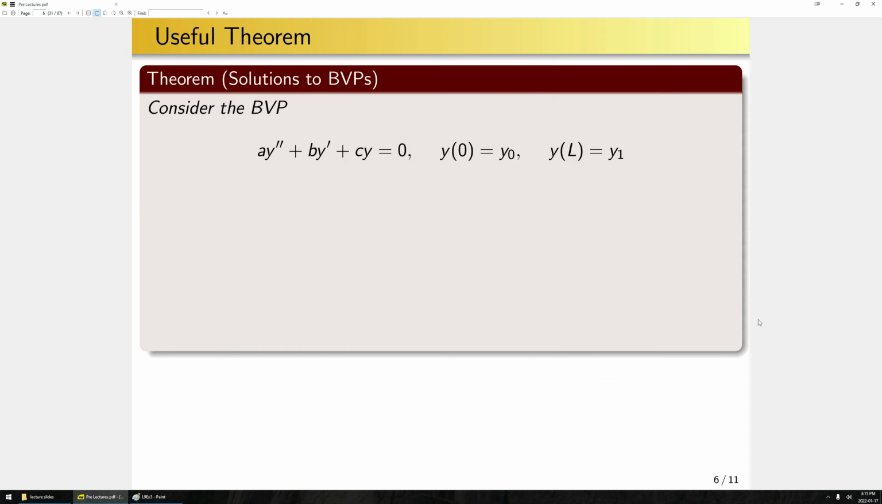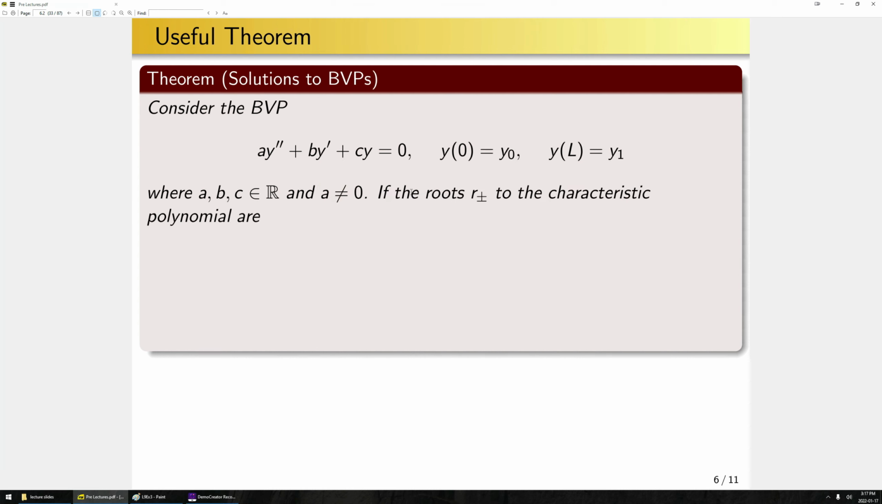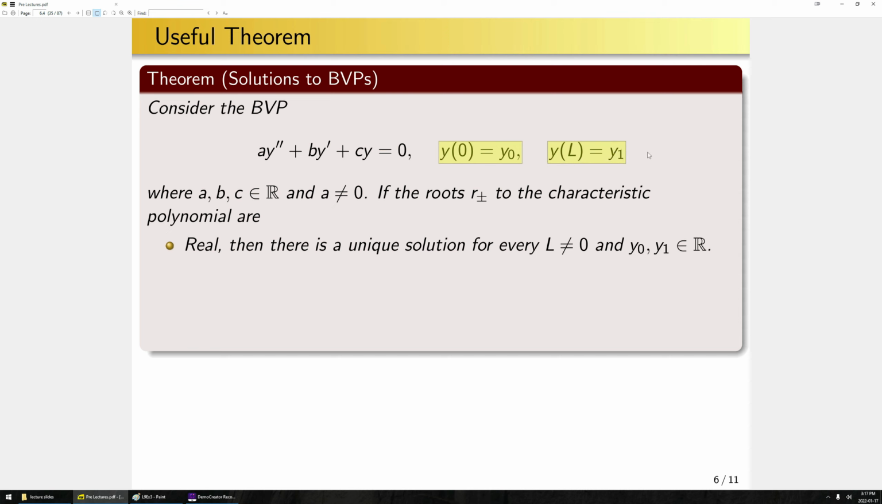And let's look at a theorem. Consider this boundary value problem here, where again, a, b, c are real numbers, and we're assuming a is non-zero. Now if the roots r plus minus of the characteristic equation are real, then we're going to have a unique solution for every L that's not equal to 0, and for every y0 and y1 in the reals. So if L is 0, that's a bad problem. Definitely not going to get a unique solution, and probably not going to get a solution at all, since y1 would need to be y0 there.